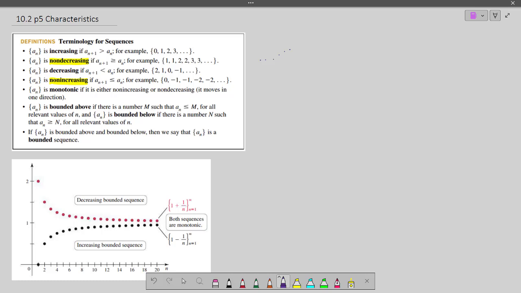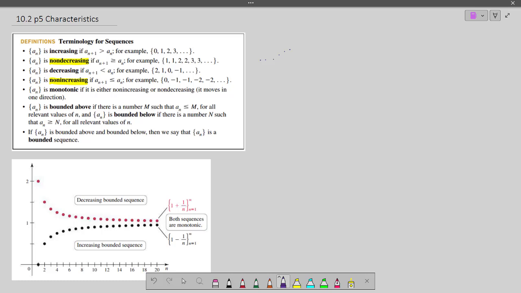Non-decreasing means exactly what it says. It's not going down. It's not decreasing. So it's flat or going up. Non-increasing, same thing. It's not increasing, so it's staying flat or going down. Decreasing, again, it is what it says. It's decreasing, so subsequent terms are less than prior terms. So that is a decreasing sequence. That's an increasing sequence.